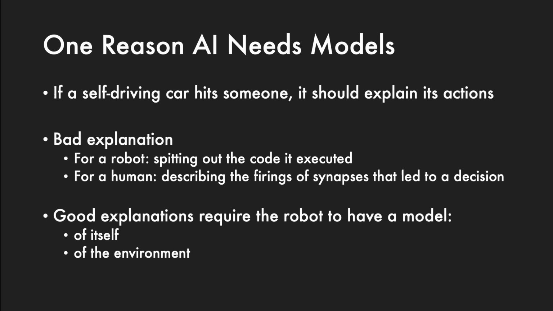Likewise, if it was a human being driving the car that hit you, and that person's explanation is, well, this series of synapses fired, which went to my nervous system, and that caused my hand to move and turn the wheel, and that's how I hit you. That's also a really bad explanation. So, for a good explanation, the robot or the human being needs to have a model of itself and of the environment.